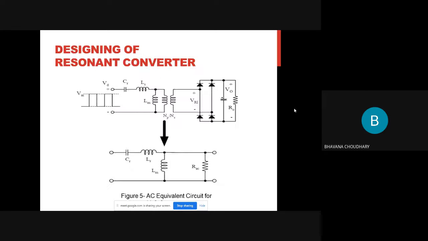Next, further will be explained by Advait. Good morning. I will be explaining the design of the resonant converter. The above figure shows how the LLC series parallel resonant converter is arranged, and the below figure shows the equivalent circuit for the resonant converter.